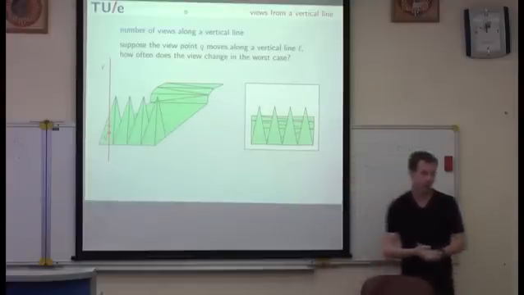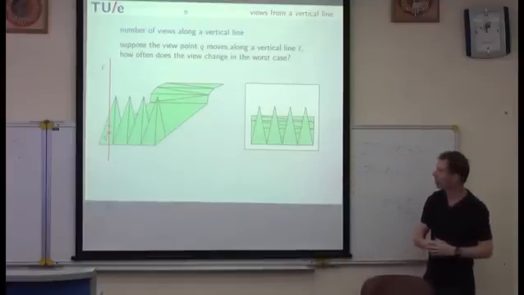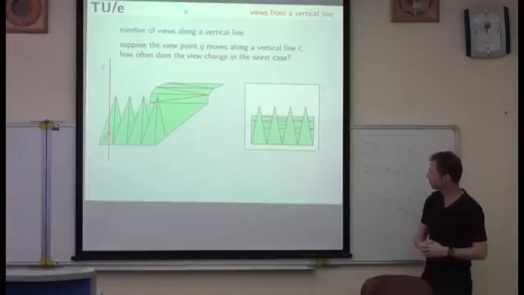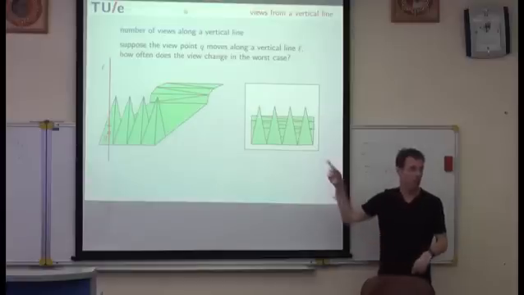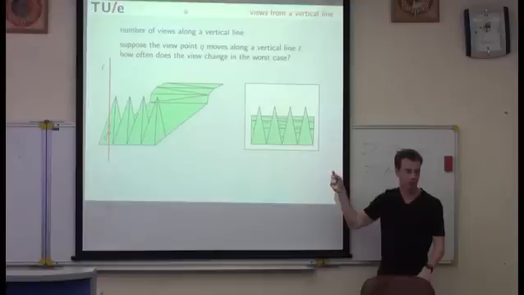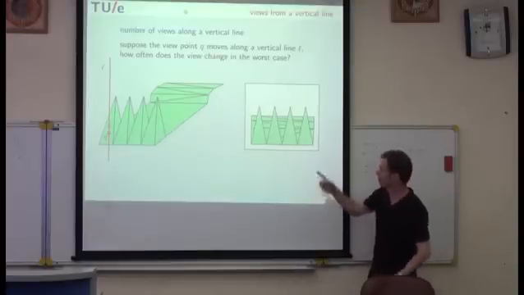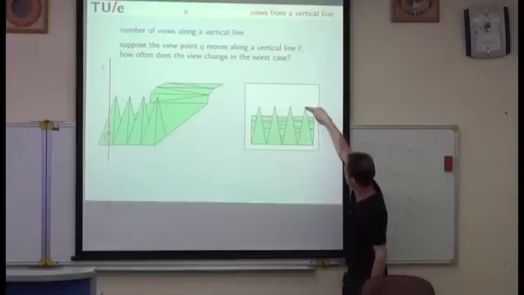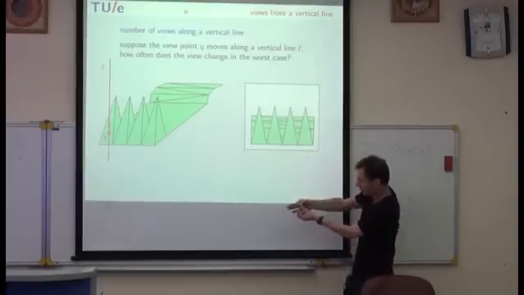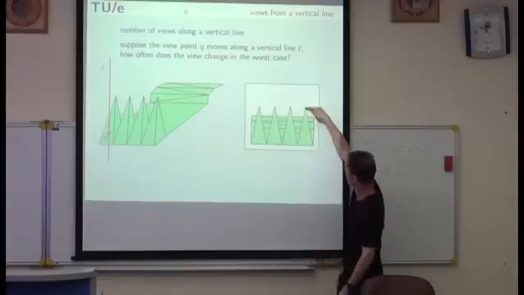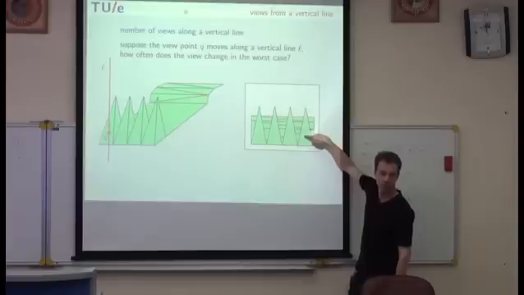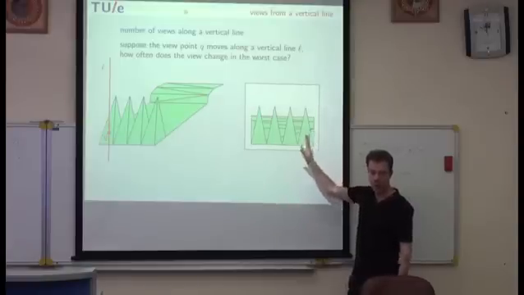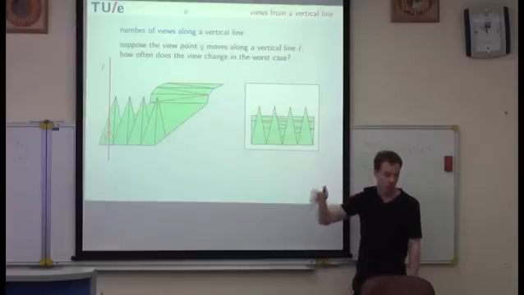So the question is, how often can this happen? If you look at this example, how many changes in the view would there be? N squared, right? Because for each of these peaks, when my viewpoint goes up, this peak essentially goes down and it goes through all these edges here. So in this example, I have n squared changes in my view.